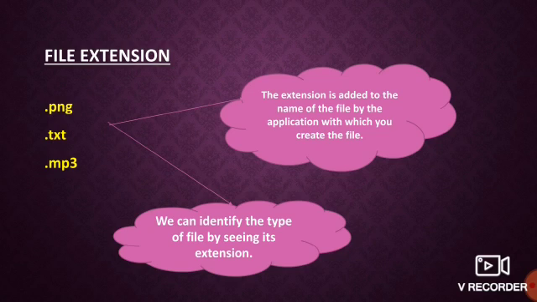For example, you have the address of your home and your name. By the address we can easily identify who is living in that home. Like that, by seeing the file extension you can find out what type of file it is. For example, these are file extensions: .png, .txt, .mp3. So we can identify the type of file by seeing its extension.